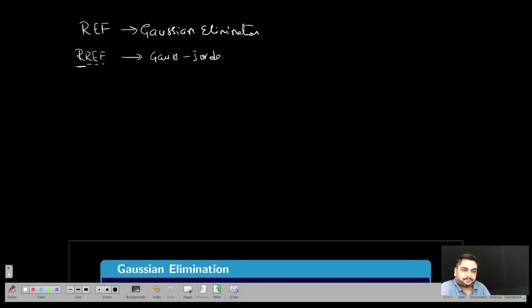Out of these, two we have already used. The first one was REF, row echelon form, which is nothing but your Gaussian elimination, the method of Gaussian elimination. Another one is RREF, reduced row echelon form, which is Gauss-Jordan elimination.